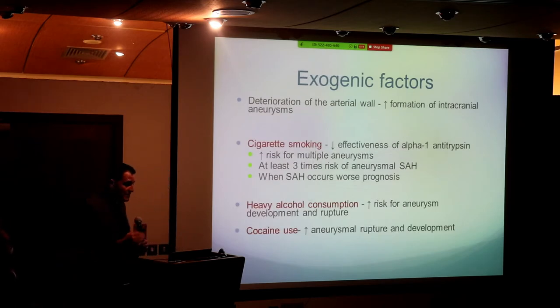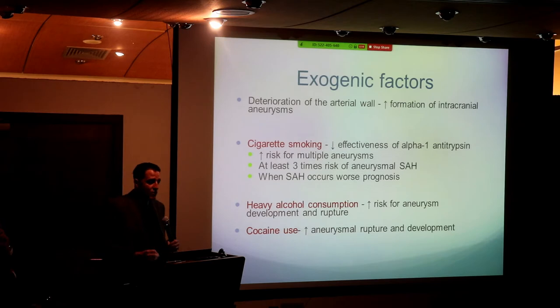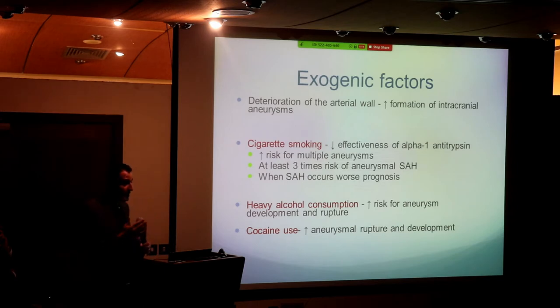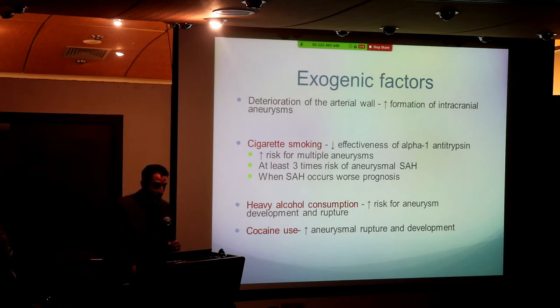Obviously, smoking has been established as one of the definite causes that increase the chance of causing aneurysms and, more importantly, rupture, and more importantly, recurrence after we treat them. One of the things that can happen when we treat aneurysms is that they come back, either after coiling or, less likely, after clipping. However, smoking increases that chance. Heavy alcohol consumption and obviously cocaine use are also risk factors.